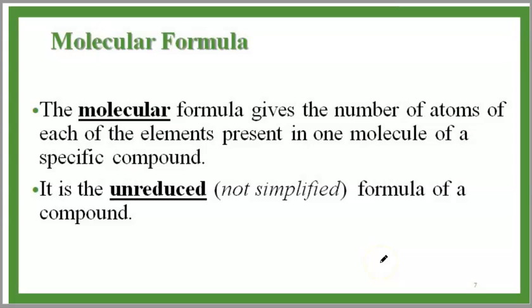On the other hand, covalent compounds use molecular formulas. This gives you the number of atoms in each of the elements present, and it is unreduced. So molecular formulas, we want to count each and every single molecule. That's why when we had covalent compounds, if you could simplify it at the end, you were not supposed to. We wanted them all counted.